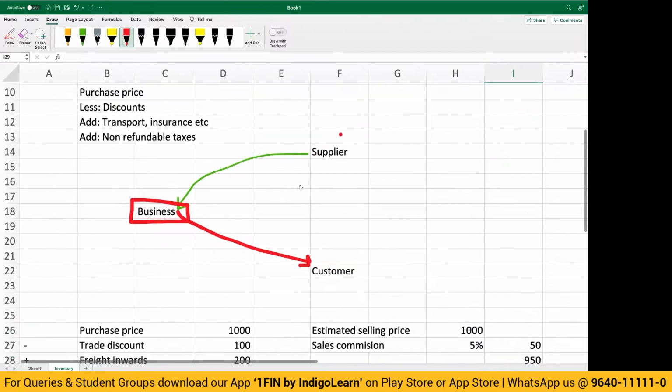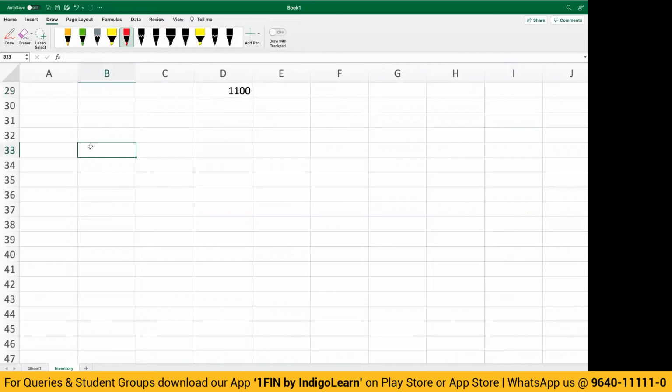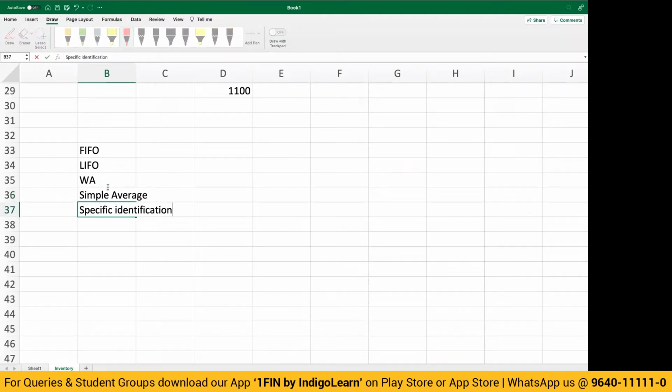Now, when it comes to cost, you have different methods. What are the various methods of valuing the inventory or arriving at the inventory cost? Historic cost. FIFO, LIFO, weighted average, simple average. You can have specific identification. Correct? Yes, sir. LIFO is not allowed as per the accounting standard.